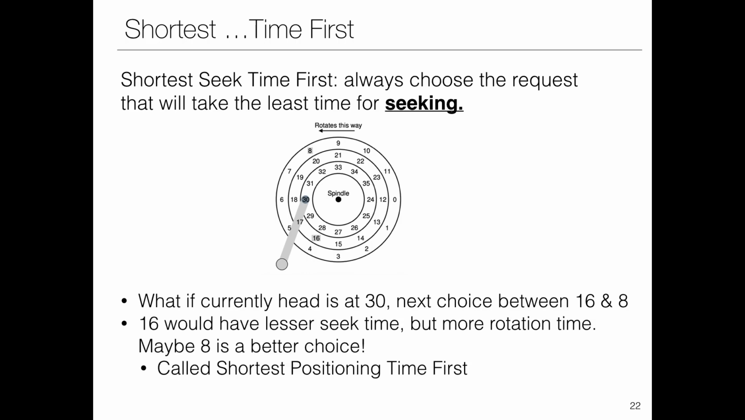So 8 can in fact be a better choice, given that it doesn't require any rotation, maybe very few rotations. So this algorithm is called shortest positioning time first, which takes into account both the seek time as well as the rotation time.